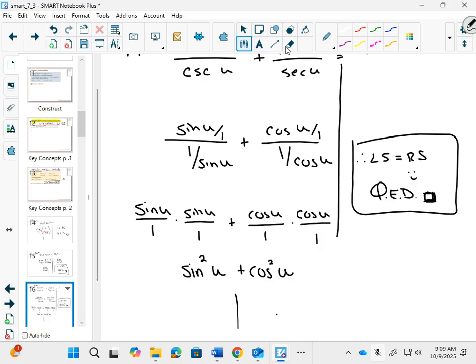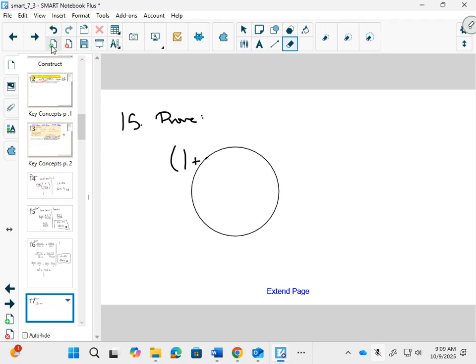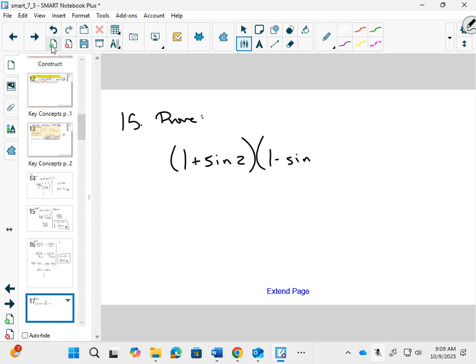Okay, we're going to do one more. Number 15. Prove, and we have 1 plus sine z, 1 minus sine z. And on the other side, we have 1 over secant squared z.